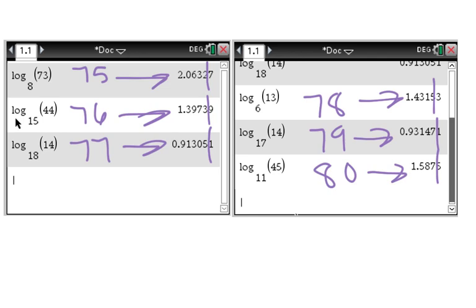Alright guys, so quite a bit of work there. But that's our answers, and hopefully we're able to get a lot of practice in, so you'll be better off doing this kind of stuff. And there we go.